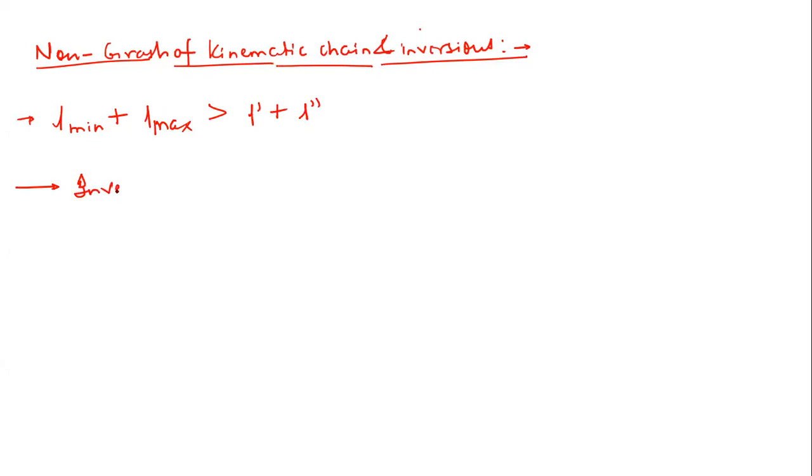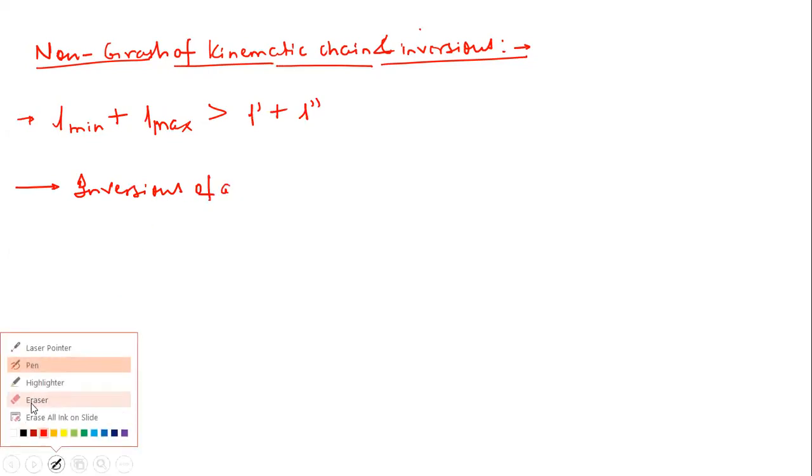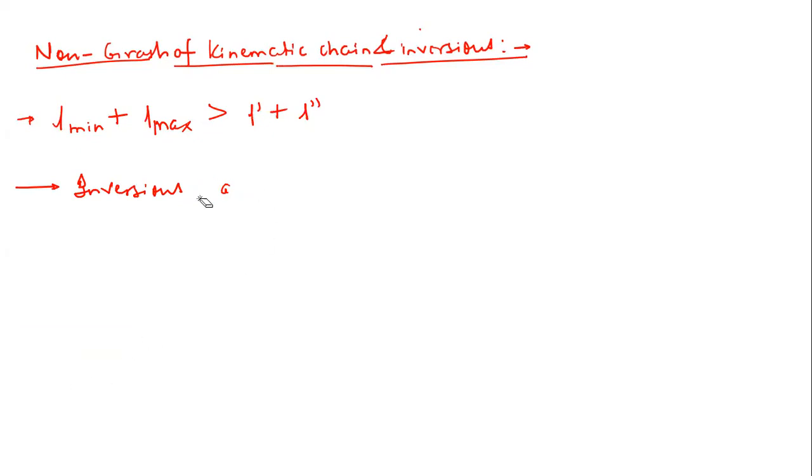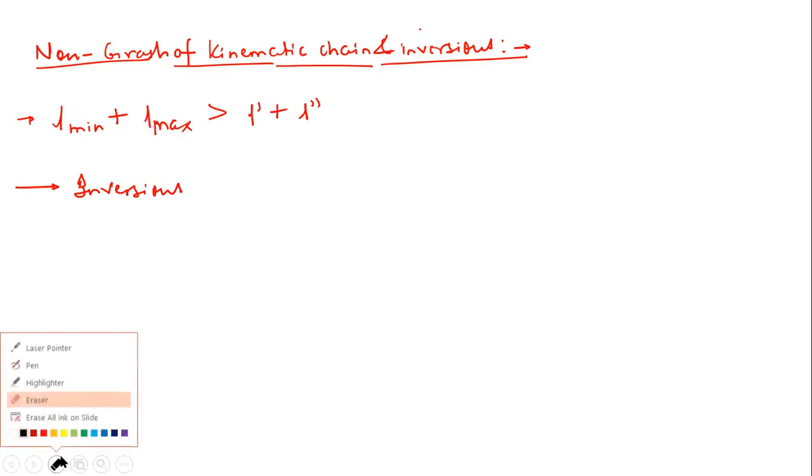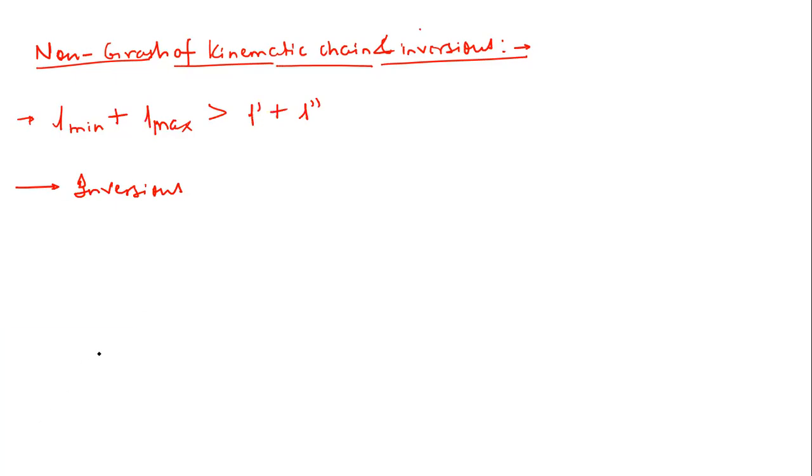So now in this case, just tell me what the possible inversions are. Just tell me what could be the possible inversions of a non-Grashoff kinematic chain. Could it be a crank rocker, or a double crank, or a rocker? So now if you are fixing one of the links, let's say you are fixing the shortest link, in that case, will it be a rocker?